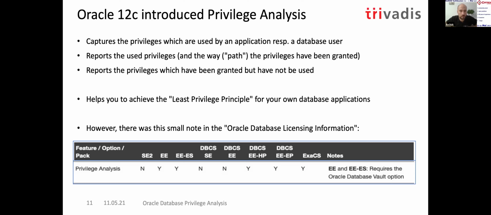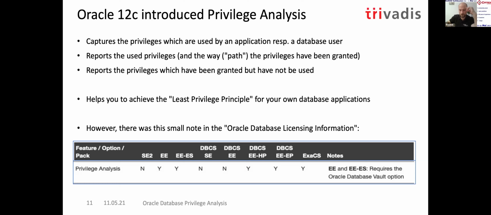Unfortunately, there was this price tag, and here's a screenshot from the licensing documentation. Privilege analysis requires the Oracle Database Vault option. And I did a lot of new features trainings, especially when 12c was out. And I had only one customer in my training who said, okay, we've got the Database Vault license. Tell me more about this feature. All the others said, okay, it's not interesting for us because we don't have this expensive Database Vault license.